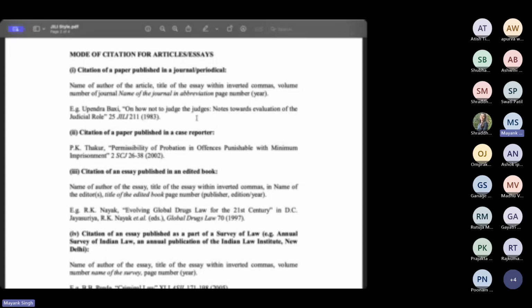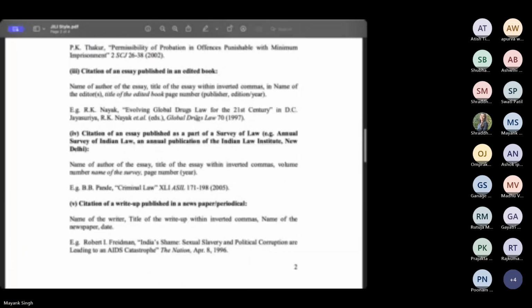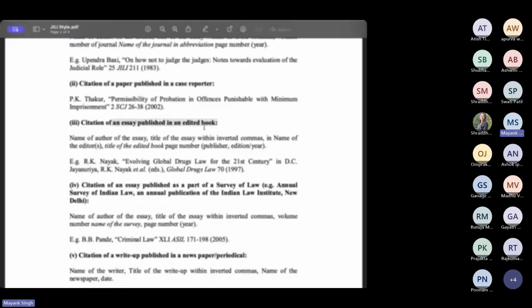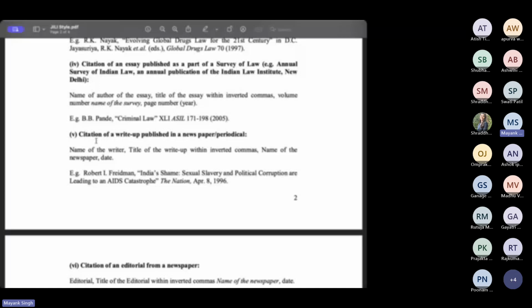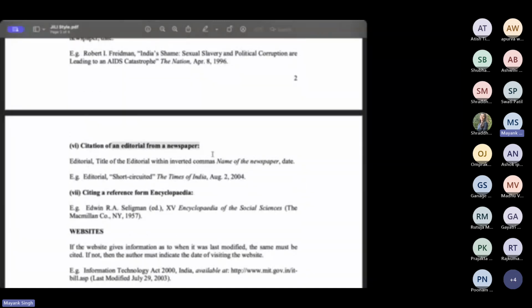So you don't have to apply your mind. This is just like a formula. You have to put each and everything on the basis of this formula: what is written in normal caps, what is in inverted commas, what is in brackets, what is in italics, what is in numbers. You have to just follow this style only. Now there are other things: citation of a paper published in a case report, citation of an essay published in an edited book, citation of a write-up published in a newspaper or periodical, citation of an editorial from a newspaper.